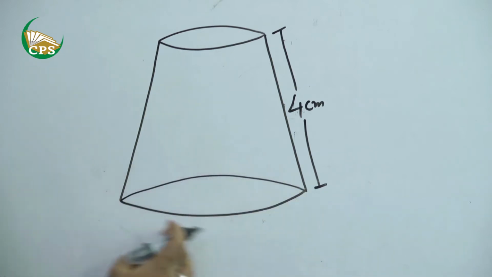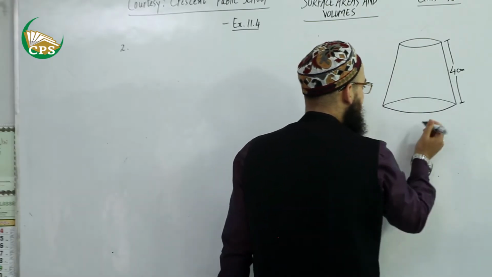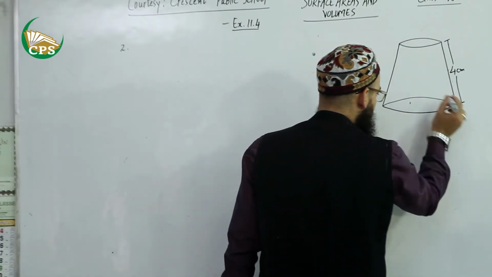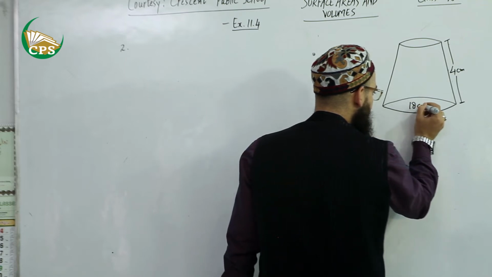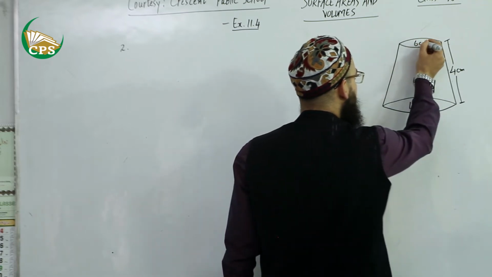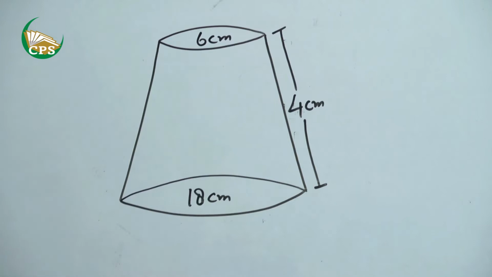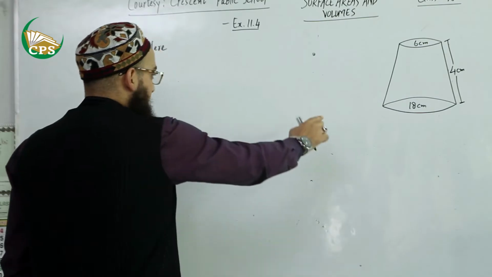Naturally, the bigger one would be 18 and the smaller one would be 6. The circumference here is 18 centimeter and here the circumference is 6 centimeter. You need to find the curved surface area of the frustum.